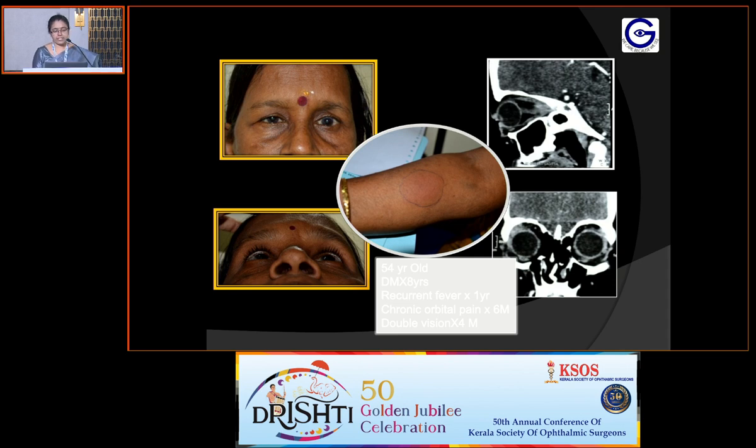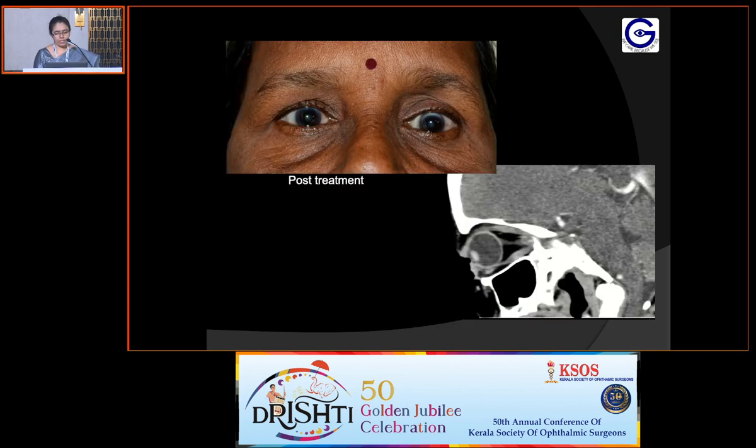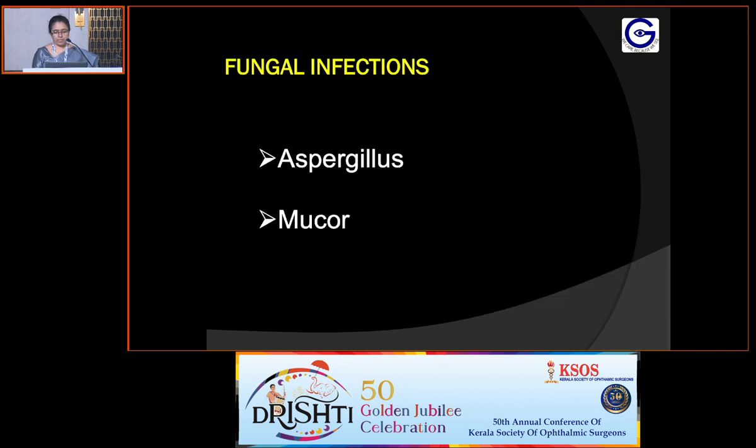Then we investigated her. You can see her CT scan. This is not very typical of acute infection; there are so many other differential diagnoses. When Mantoux was done, it was positive. She's a non-diabetic, 8 years, with a history of fever. When we asked the history, there was a history of chronic orbital pain also, and she had double vision. So she was treated as TB and she became all right.